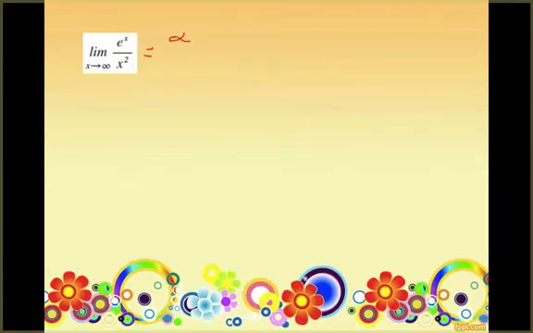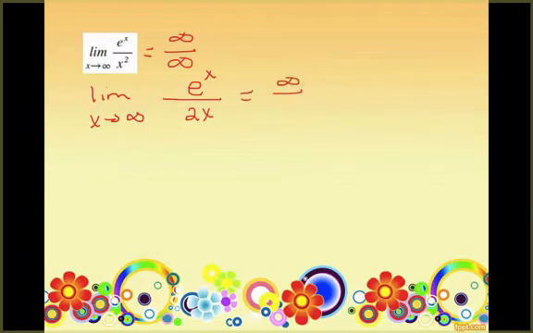So as x approaches infinity, we get infinity on the top, infinity on the bottom. So let's take a derivative of numerator and denominator. So I have e to the x over 2x. But again, if I let x approach infinity, I get infinity over infinity. So we'll take another limit. And when I do, I'm going to take the derivative of the numerator and the denominator, and I get e to the x over 2.